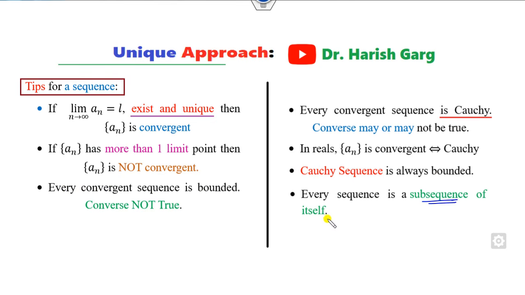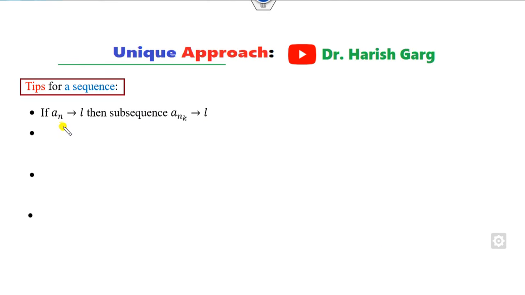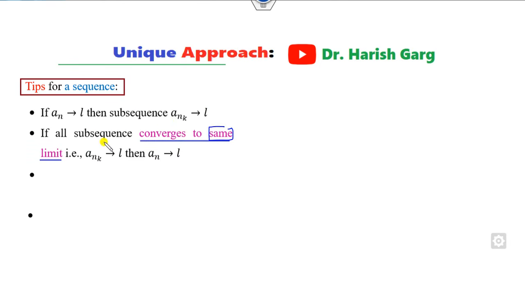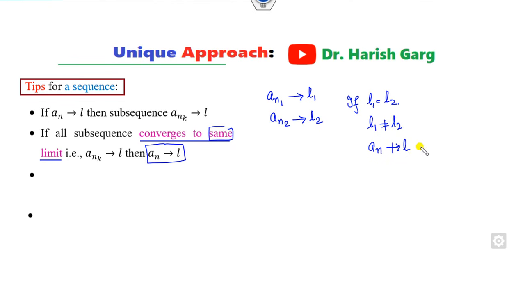Every sequence is a subsequence of itself. So if you have a sequence a_n and a subsequence a_{n_k}, one of the subsequences is the sequence itself. If you prove that the sequence a_n converges to L, and this L is the unique limit, then every subsequence also converges to the same limit. The converse is true only when you have the same limit. If the subsequence a_{n_1} converges to L1, and the subsequence a_{n_2} converges to L2, and L1 equals L2, then only can you say the original sequence is convergent. However, if L1 is not equal to L2, then it is not convergent to either of them.